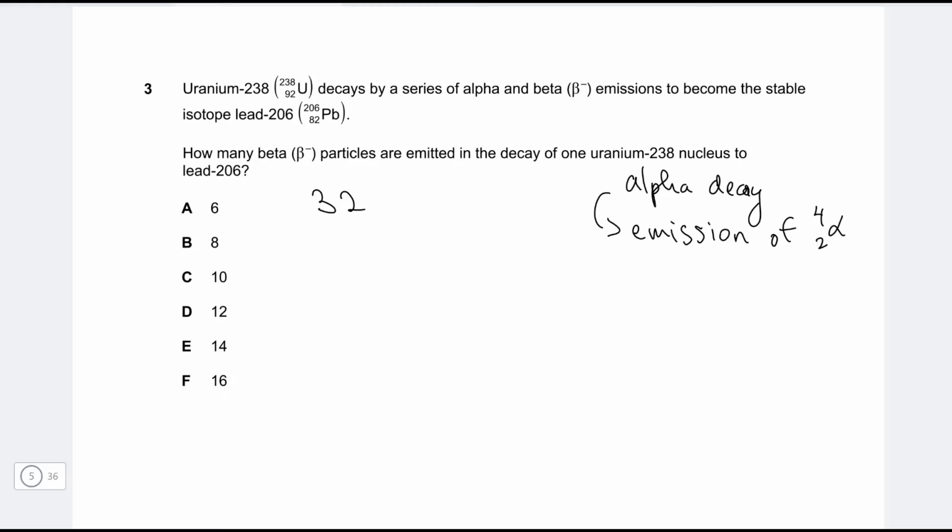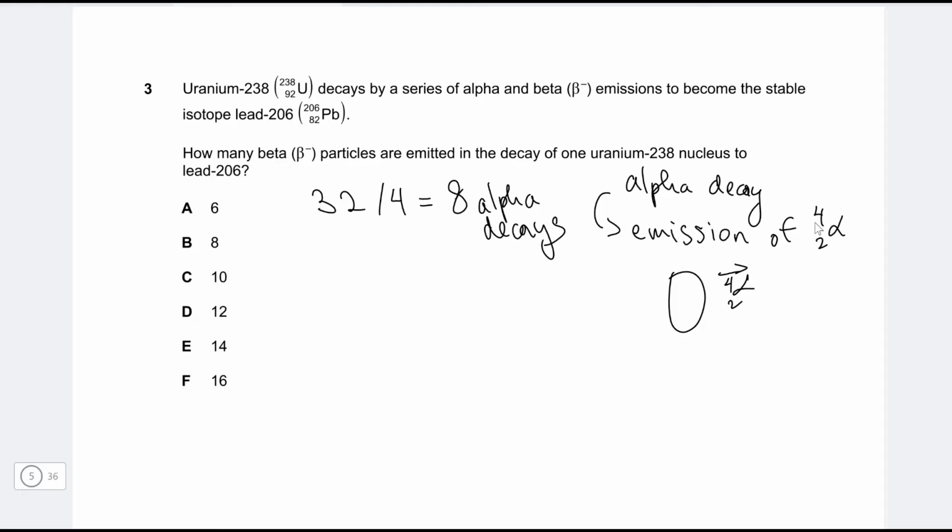With each alpha decay, we're dropping 4 nucleons because an alpha particle escapes away from the nucleus, and each alpha particle is carrying 4 nucleons and 2 protons. So let's divide by 4, and this means that this would have had to have been done 8 times. So that would be 8 alpha decays that we can write in like so.